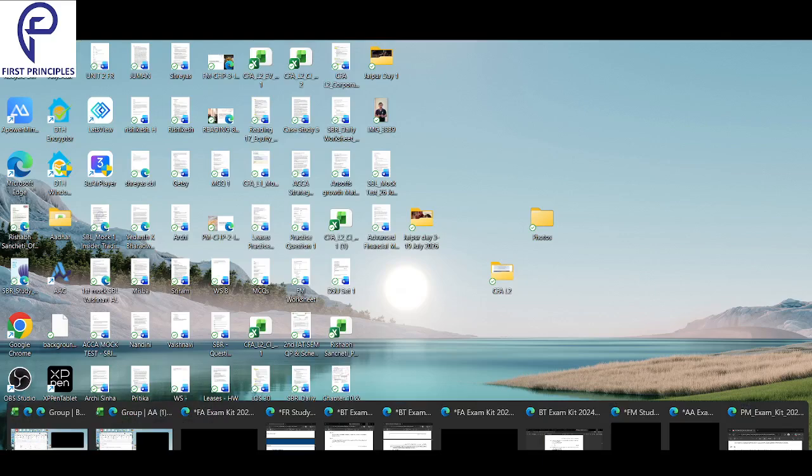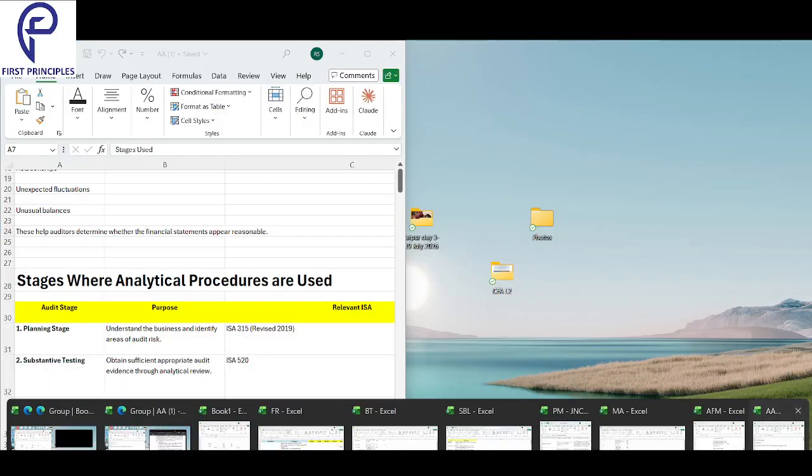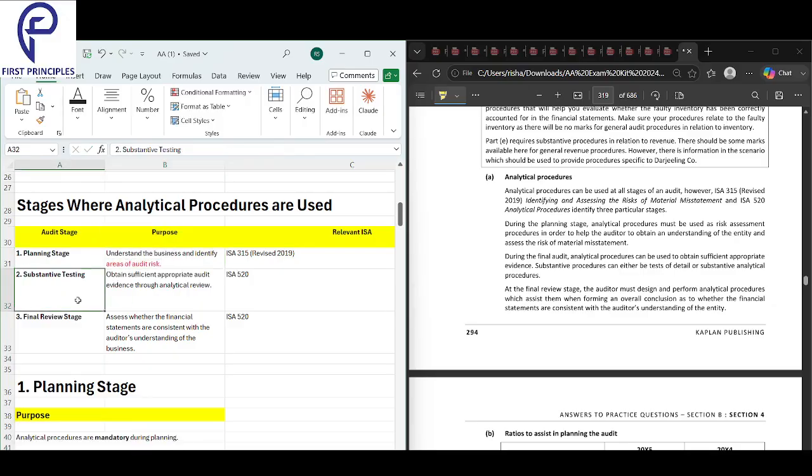Next thing that we look into when we talk about analytical procedures is which stages it is used in. It is used in the planning stage. Why? It helps us to find out the areas of audit risk.